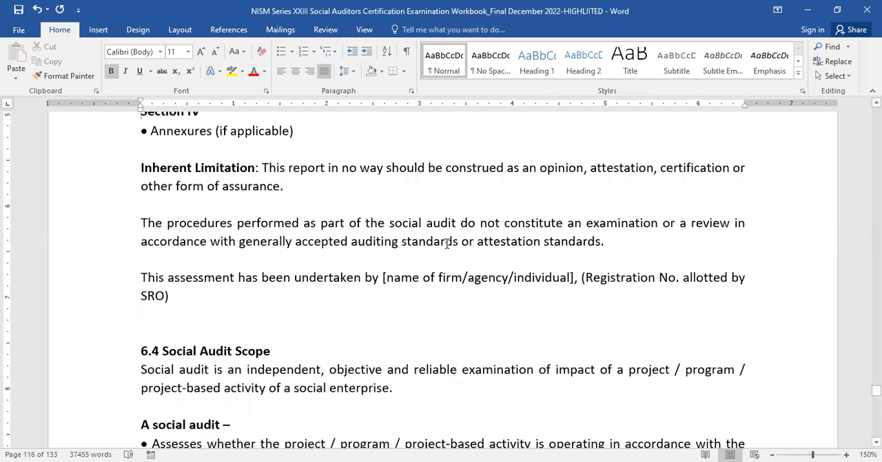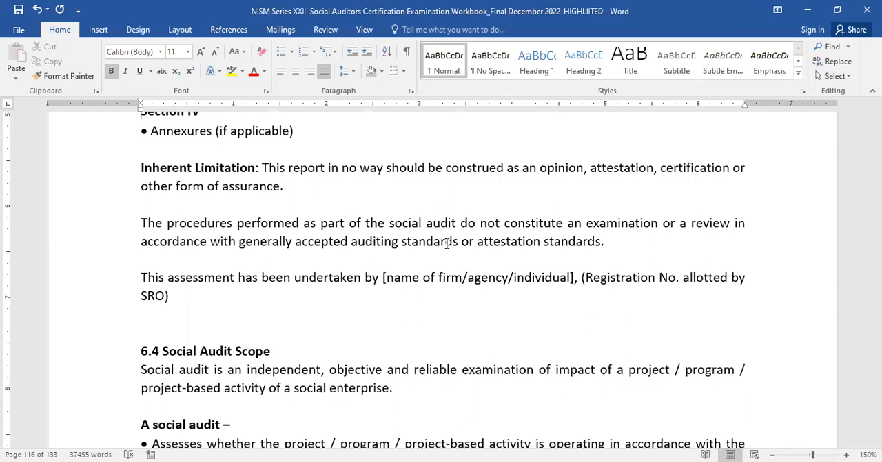Now, inherent limitations क्या हो सकती हैं? This report in no way should be construed as an opinion, attestation, certification, or form of other assurance. तो ये फैक्ट बताना है, फाइंडिंग्स बतानी है, अपनी ओपिनियन, अटेस्टेशन, सर्टिफिकेशन और फॉर्म ऑफ एश्योरेंस नहीं देना है. The procedures performed as a part of social audit do not constitute an examination or a review in accordance with generally accepted auditing standards or attestation standards.